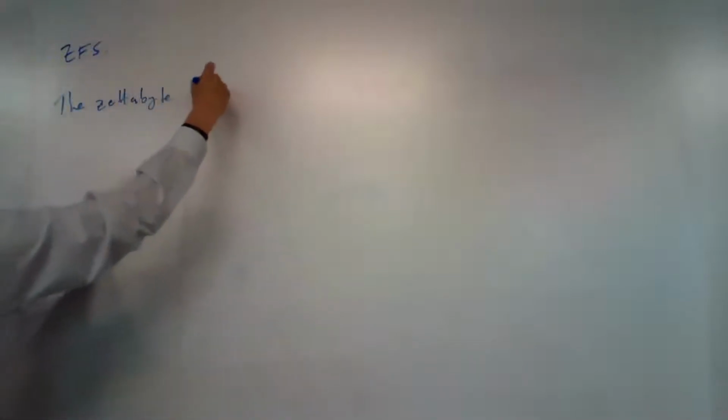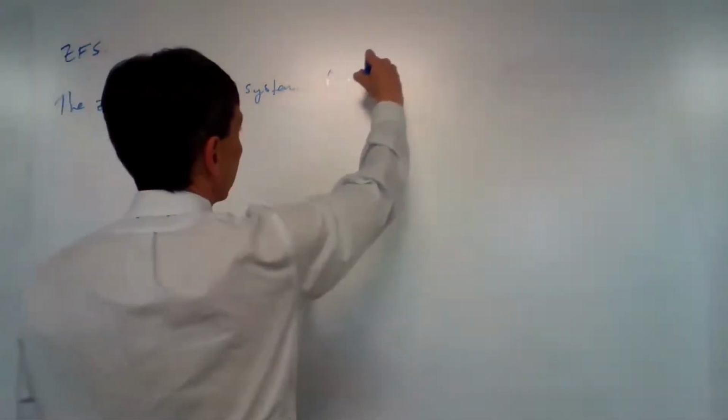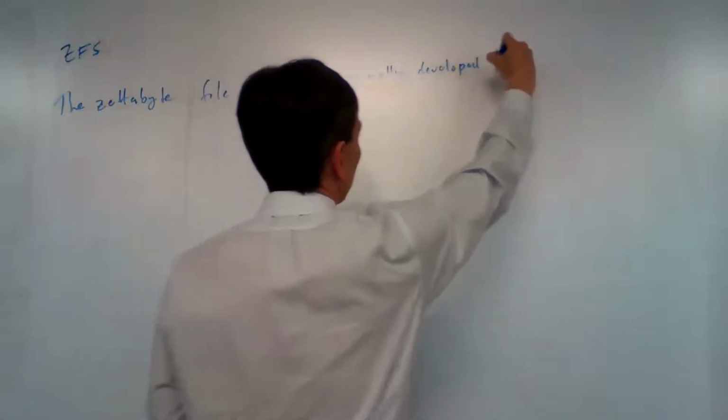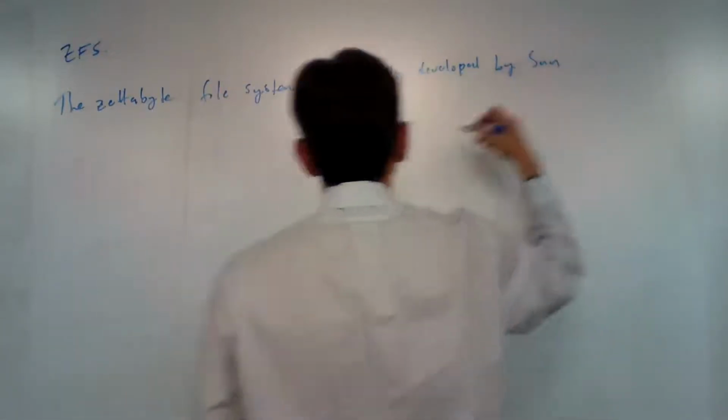So this is the zettabyte file system. This is one of the first file systems that added in dynamic scalability, plus a whole bunch of other things like snapshots and so on. And so it's sort of the precursor of something like GFS or HFS, which is why we're talking about it. So this was originally developed by Sun Microsystems.